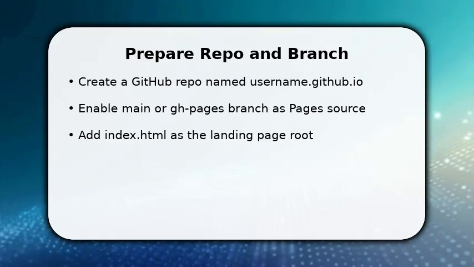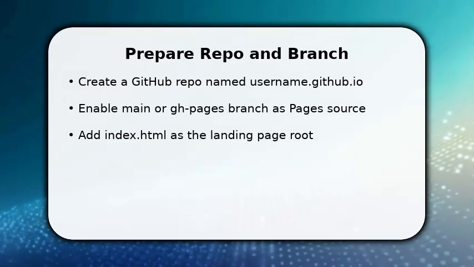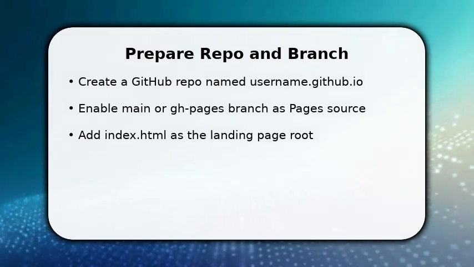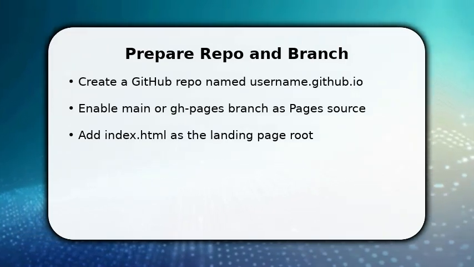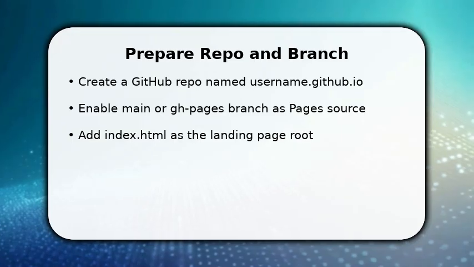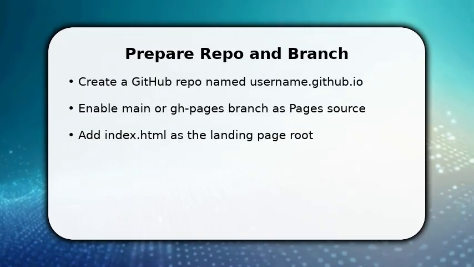You start by creating a repository called username.github.io so GitHub can serve it automatically. Once created, push a main branch and add an index.html at the repository root. This file becomes your landing page entry.